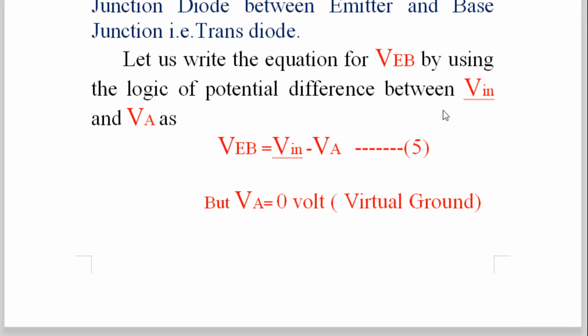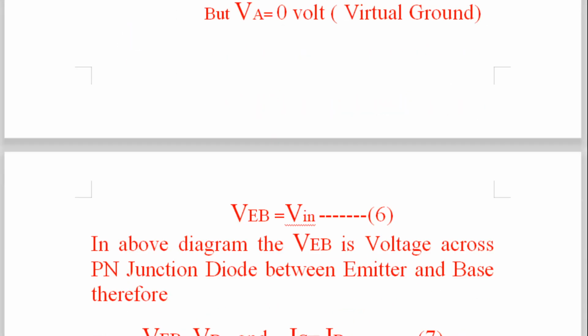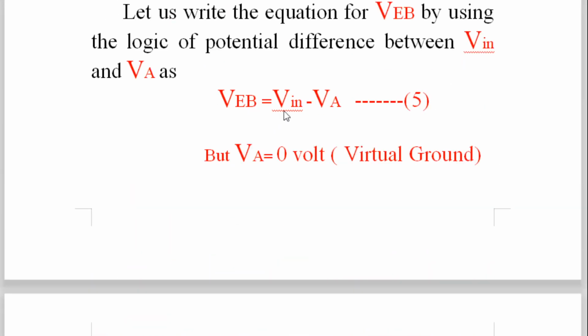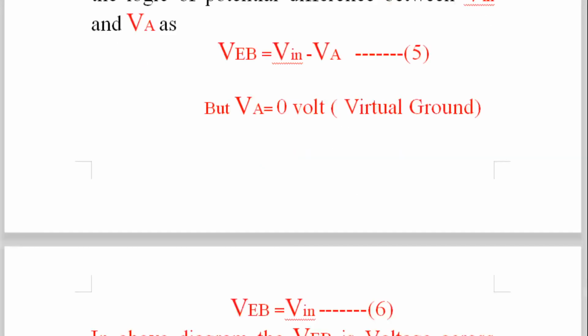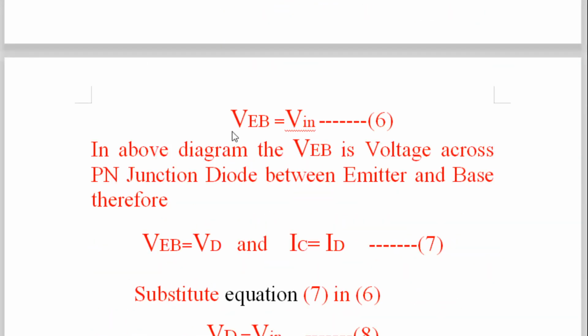And then you know that your VA is a virtual ground point. Therefore, VA is equal to 0 volt, and in this way you get VEB equal to Vin. So the equation number doesn't matter. You just remember that this is our first equation.